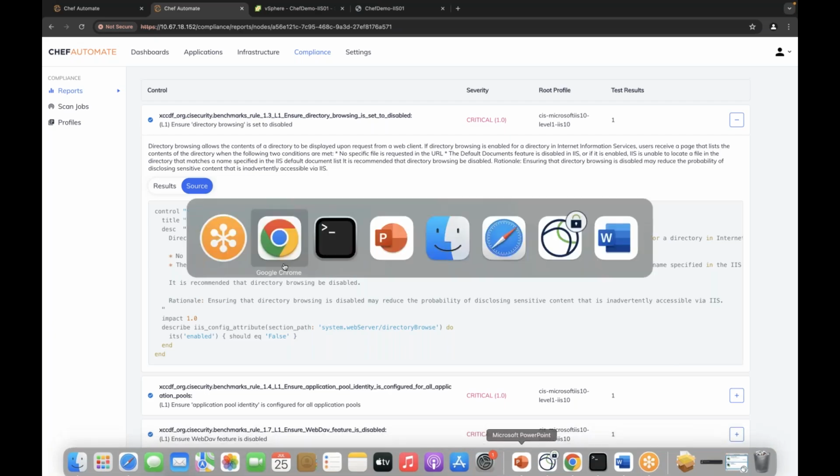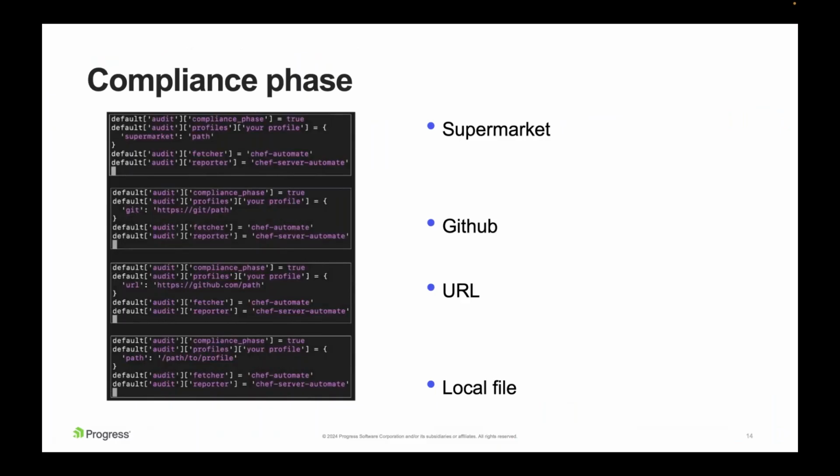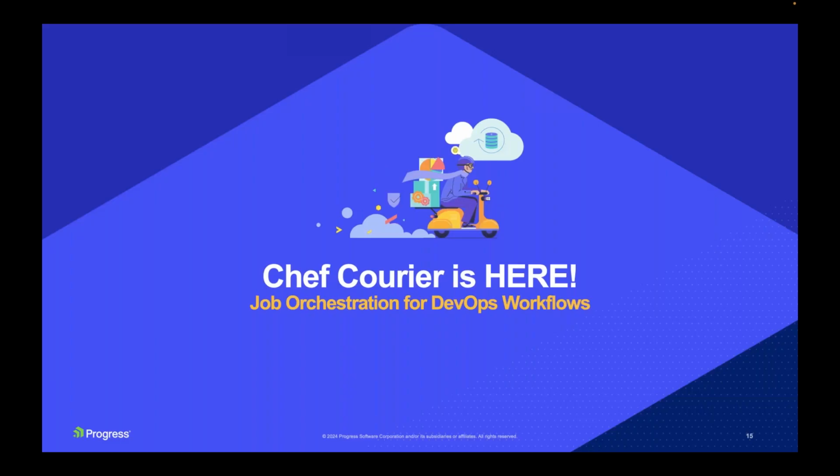Let me go back to the PPT. So that concludes our demos for today. The 3 technical demos that showed different use cases of how you can be leveraging attributes to streamline your infrastructure management. And now I would like AB to take over and tell you guys about our latest development in Chef, which is Chef Courier. AB, are you here?